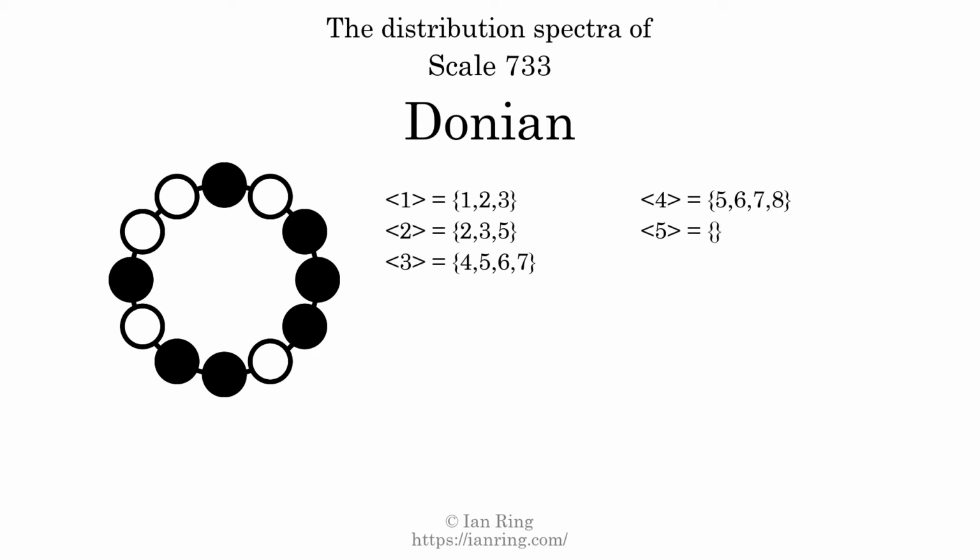The generic interval of 5 scale steps comes in 3 different specific interval sizes: 7 semitones, 9 semitones, and 10 semitones. The spectrum width of this generic interval is 3. And finally, the generic interval of 6 scale steps comes in 3 different specific interval sizes: 9 semitones, 10 semitones, and 11 semitones.